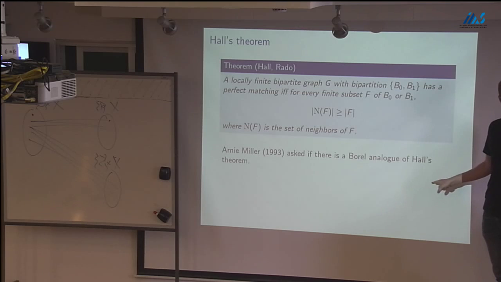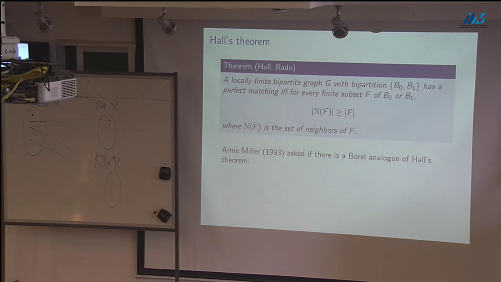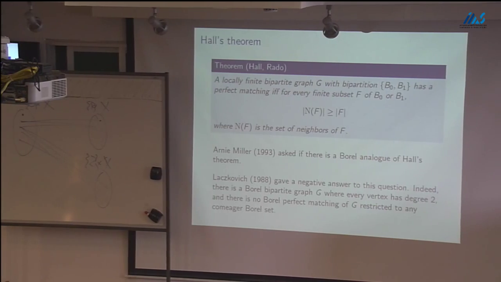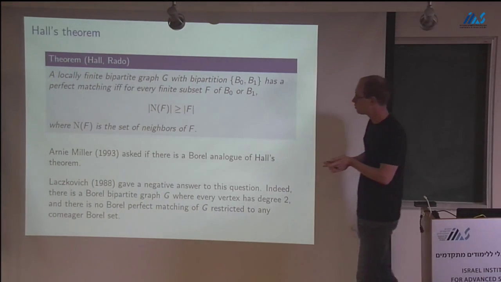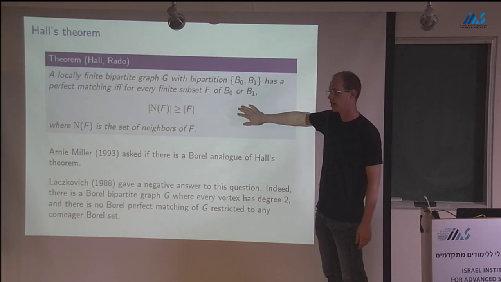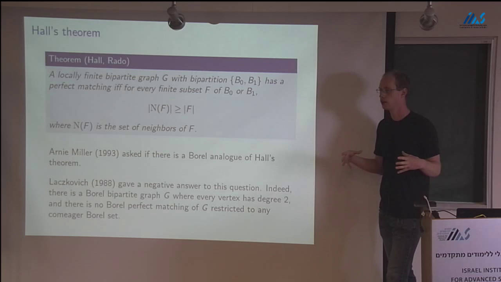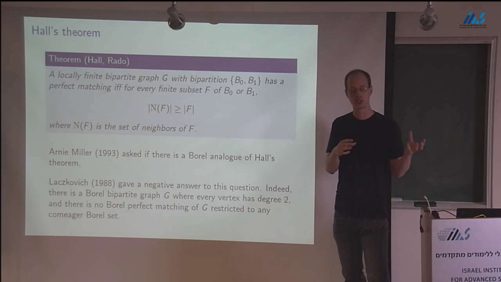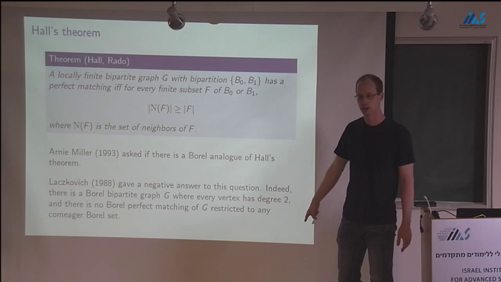So Arnie Miller was the first person to really ask, is there a Borel analog of Hall's theorem? If you have a Borel graph and it satisfies Hall's condition, is there going to be a Borel matching, for example? And in fact, in analysis, people had been thinking about similar questions, and Laczkovich had proven that the answer is no. In fact, something stronger is true, which looks bad for us. There's a Borel graph satisfying Hall's condition, but there's no Borel perfect matching. In fact, there's not even generically a perfect matching. There's no Borel matching restricted to any co-meager set. And that's what we'd like: restricted to some co-meager set, to find a definable matching to do these paradoxical decompositions with the Baire property. But the analog of Hall's theorem, which is what we want to use now, just doesn't hold true, even in this Baire category context.